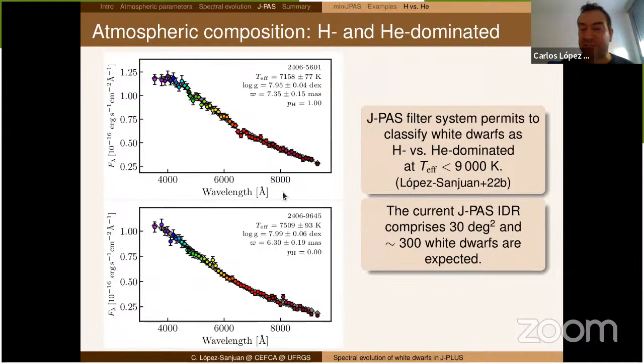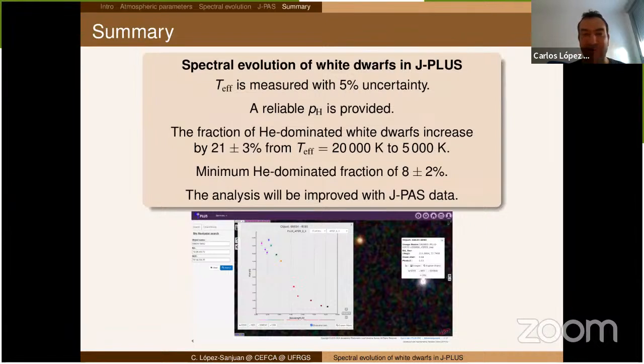So the current J-PAS internal data release is 30 square degrees, so we expect like 300 white dwarfs. So now we are starting the analysis of this population. Let's see what happens. And I'm going to stop here.